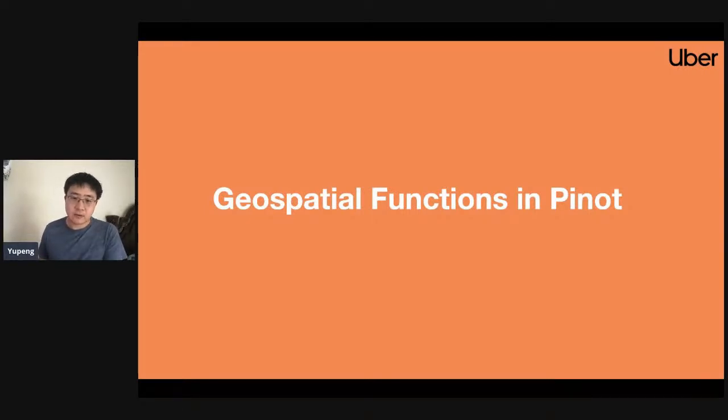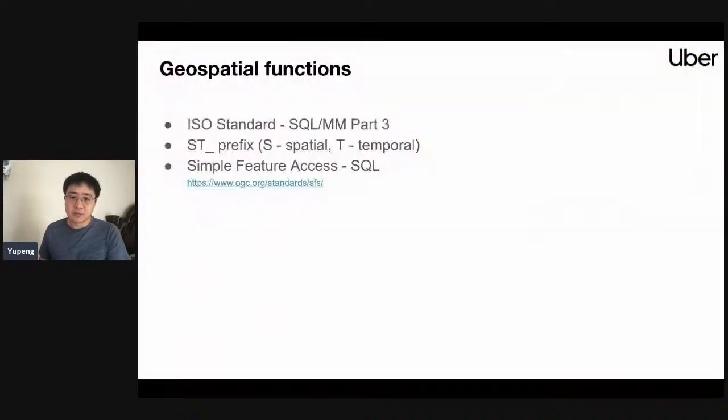Okay, now we have the geospatial data available in Pinot. How can we query it? We support a number of geospatial functions. We actually take the ISO standard SQL/MM. This standard defines all the functions starting with ST underscore, which stands for spatial and temporal. If you're interested, you can go to this website to see the full spec of these SQL functions.